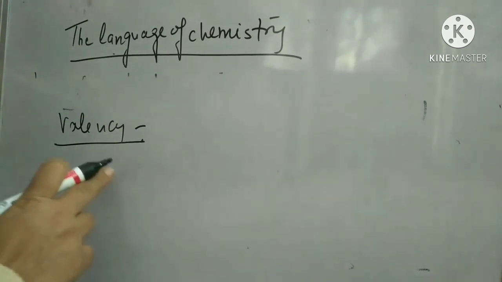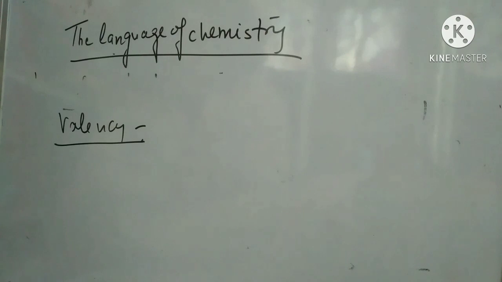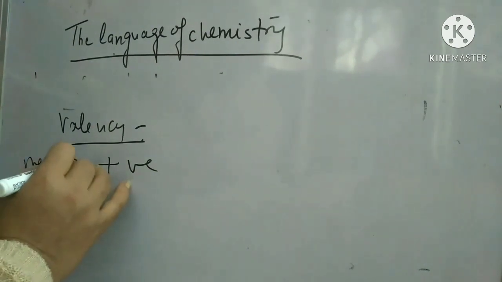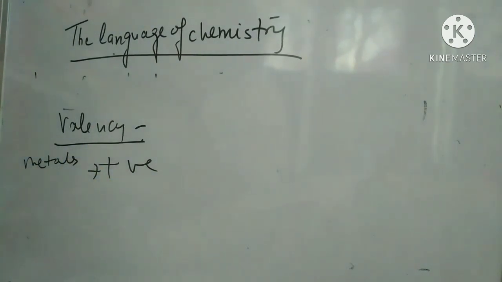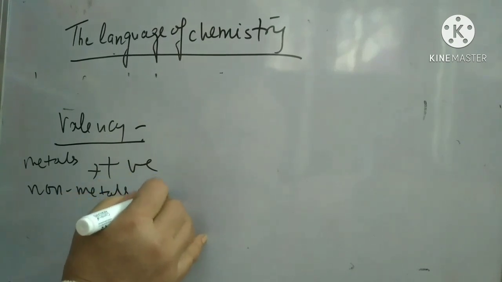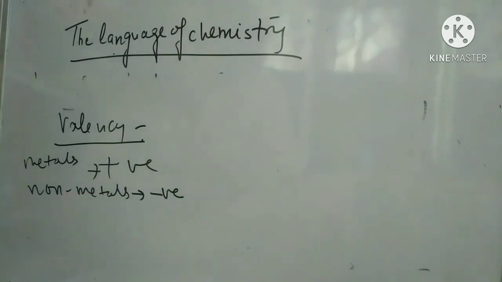The valency of all metals and hydrogen is considered positive, and the valency of non-metals is taken as negative. The valency of a metal is the number of electrons lost per atom of the metal.